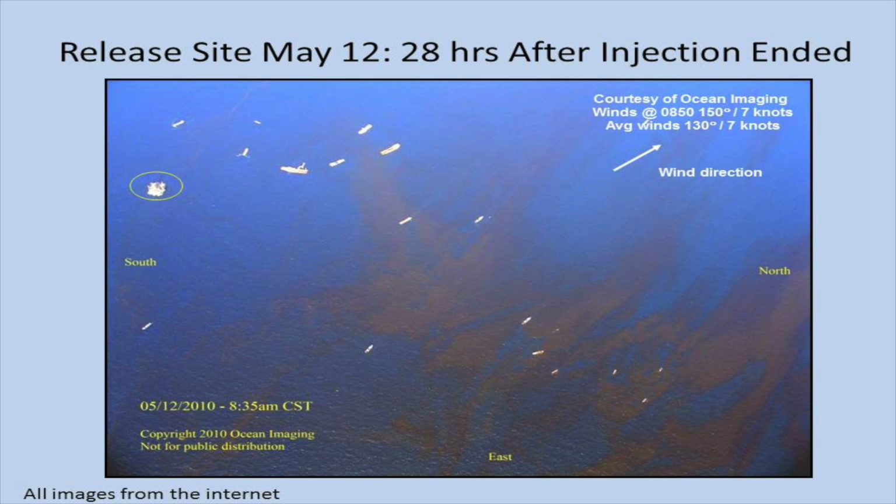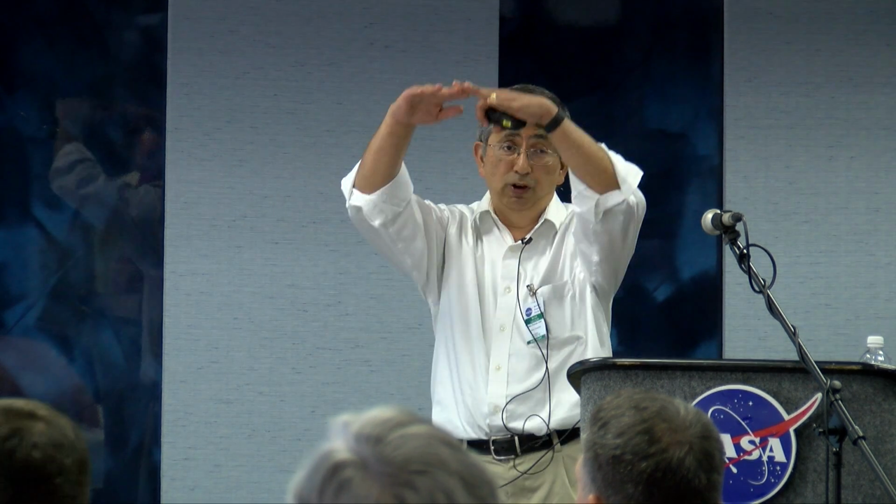So this was a clear test that adding the dispersant took the oil that was coming out of the deep sea spill and broke it up into droplets. It created a plume, but you did not form the surface slick anymore.